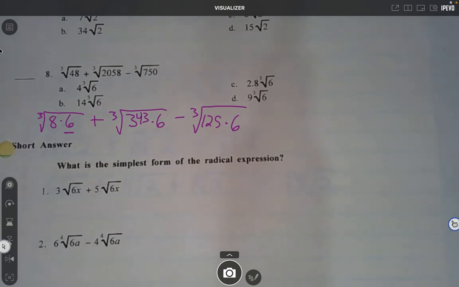So what's the cube root of 8? 2 cube root of 6. What's the cube root of 343? 7 cube root of 6. And what's the cube root of 125? 5 cube root of 6. Now we can combine them, and what do we get? It's A again. I said it was A. I didn't have to do it.